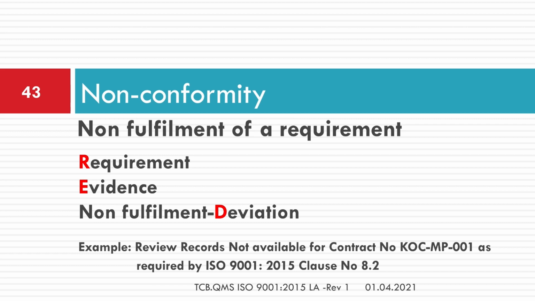So when you raise a non-conformity, there are three elements. You can call it RED: requirement, evidence of a deviation, and there is a deviation. So there must be evidence. Without evidence, you cannot raise a non-conformity. That is the evidence-based approach to auditing.